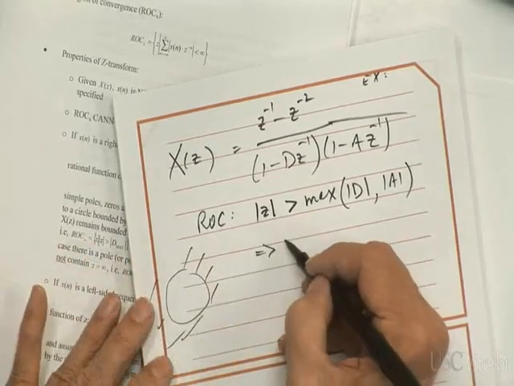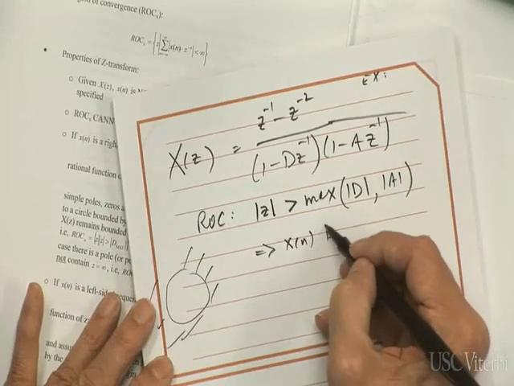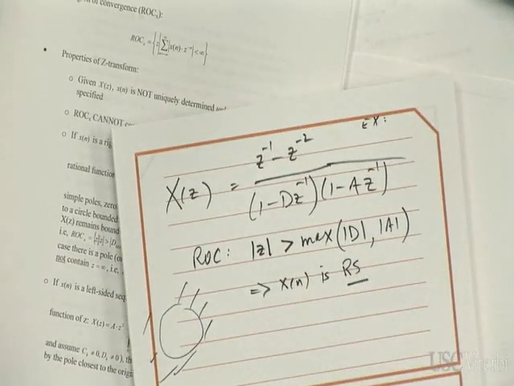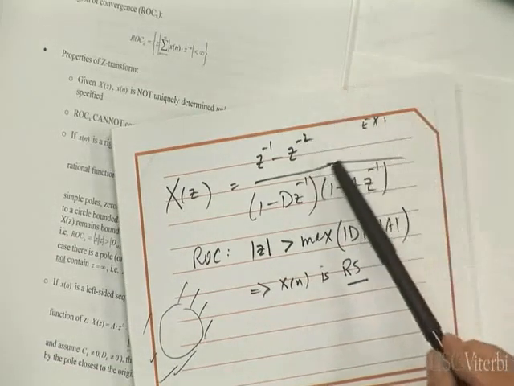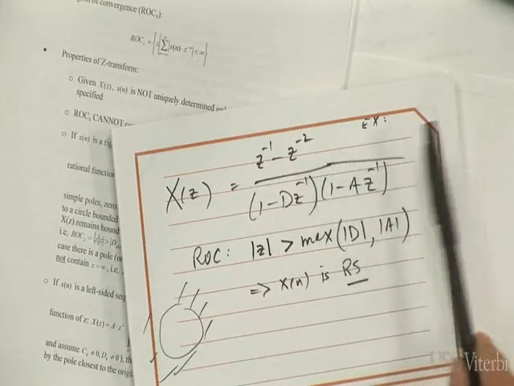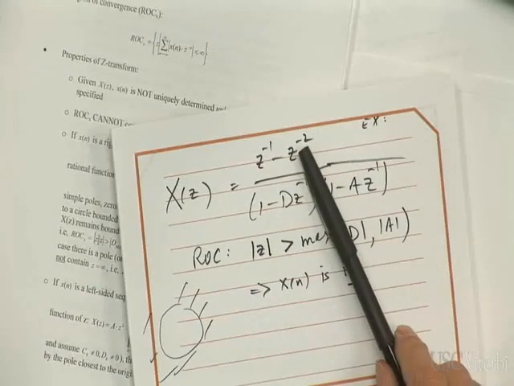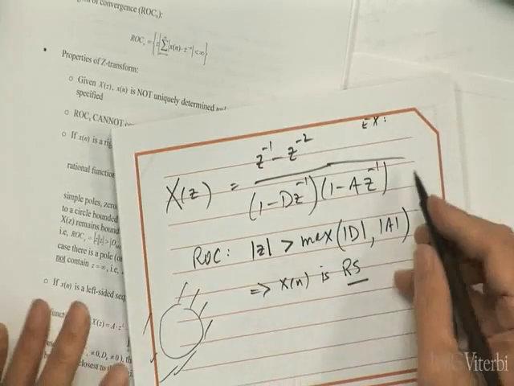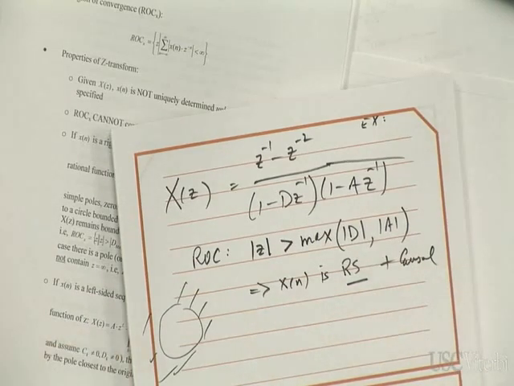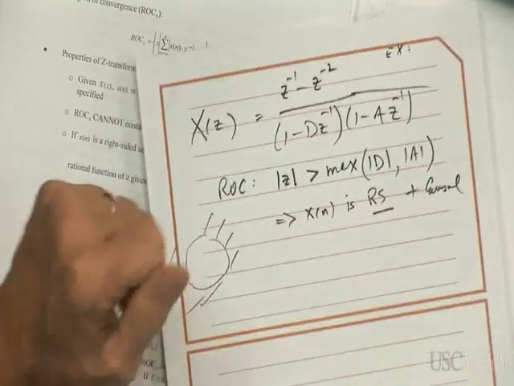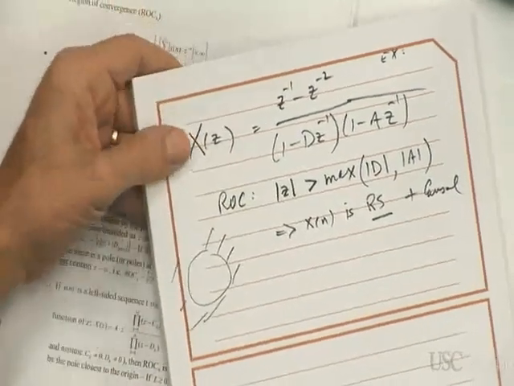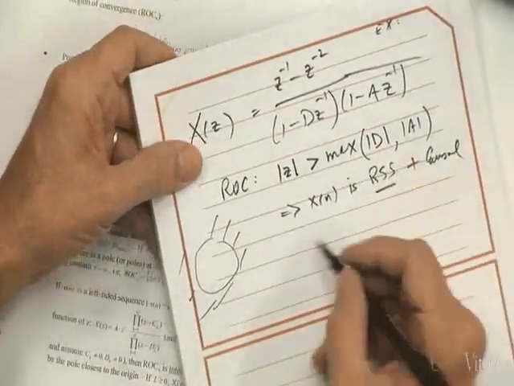So that implies that x of n is right-sided. And furthermore, if you notice that this X of z, if I expanded it out in a power expansion, only involves inverse powers of z, I could go even further and say that it's causal, see? So when I actually evaluate my inverse z-transform, it had better be right-sided and causal. So let's see how this works.